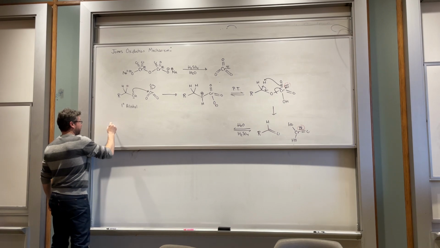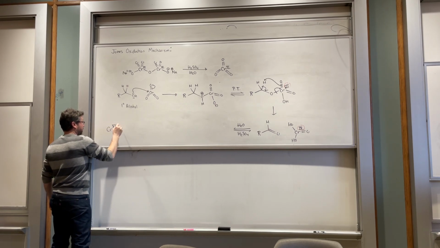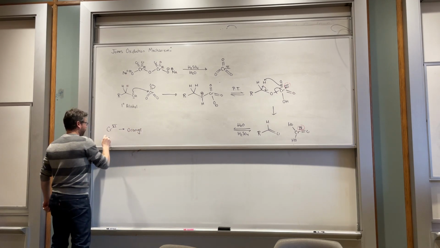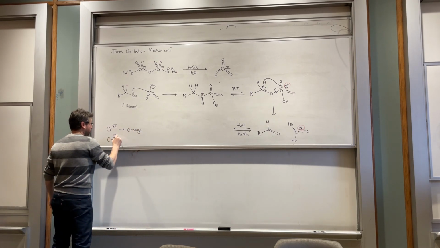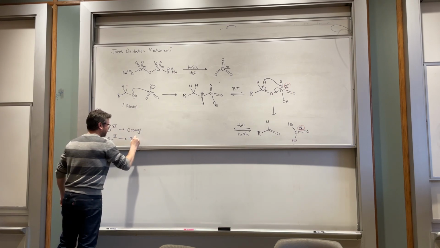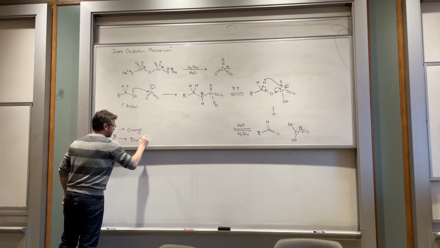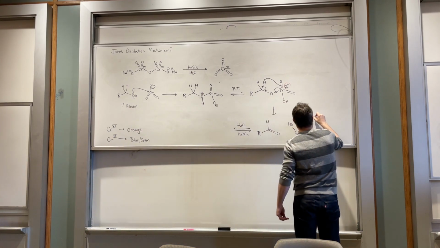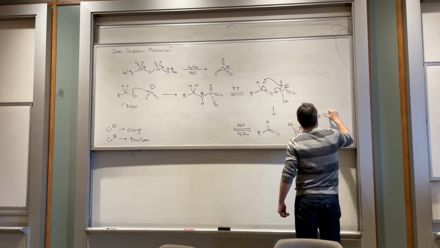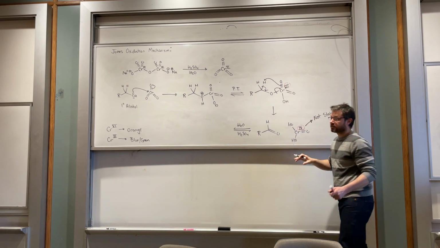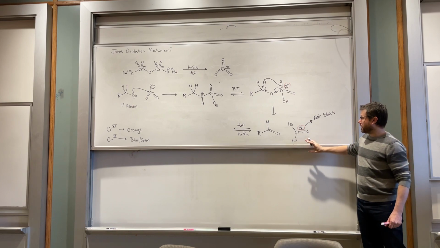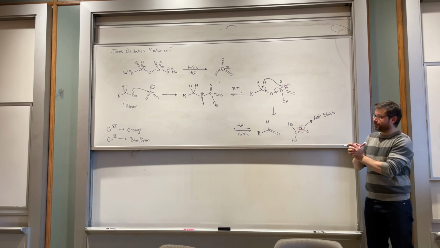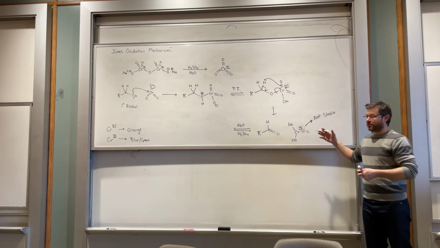So chromium 6 is going to be orange, and chromium 3 is going to be a blue-green color. Right? And whenever we do this reduction, chromium 4 is not stable. Right? And this is going to basically undergo a reaction where it eventually ends up as chromium 3.